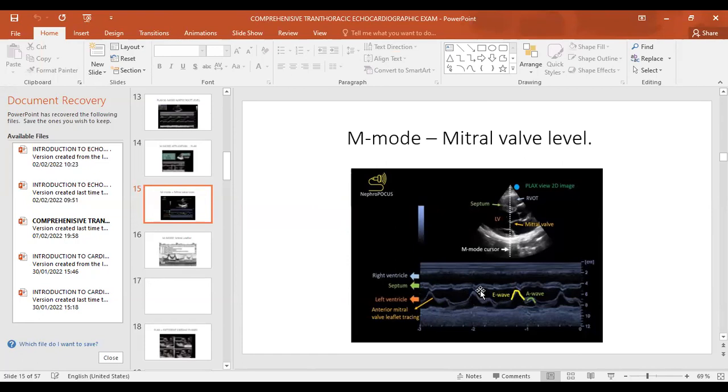We measure that space from there to there. We normally measure it in a vertical way. You measure it from there to there. The distance from that space between the septum and the E point is called the end point to septal separation, the EPSS. The lesser the EPSS, the greater the ejection fraction, indirectly.